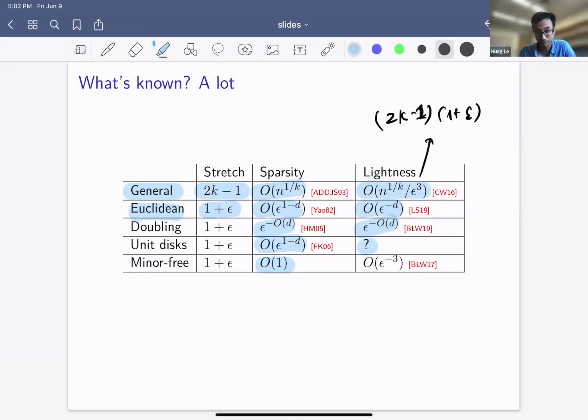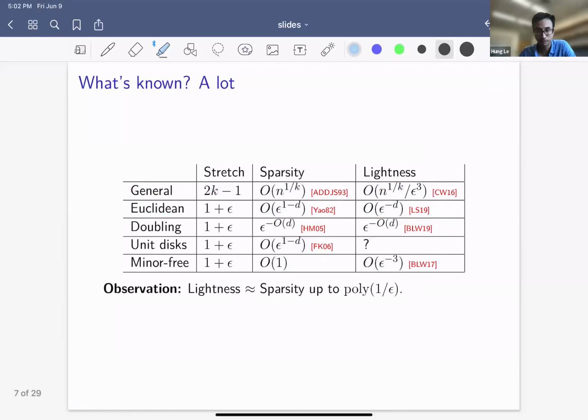For minor-free graphs, you can get constant sparsity easily because these graphs are themselves sparse. Minor-free graphs only have a linear number of edges. And if you look for a light spanner, then it's known to have a light spanner with lightness of order epsilon^(-3). So a lot has been known.